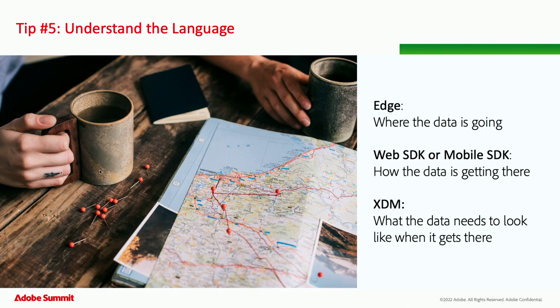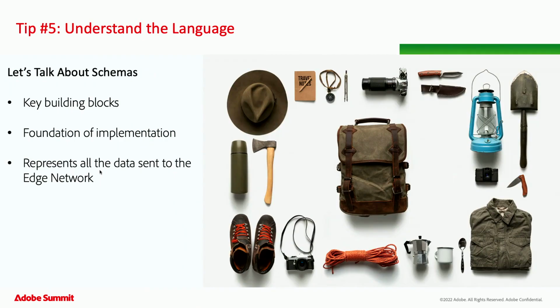So what we have so far is Edge, that's where your data is going, right? How it's getting there, Web SDK, mobile SDK, and what it needs to look like when it gets there is XDM. So those are high level. And even those three get confusing. You're like, which one am I talking about? Going a little deeper, though, is the foundation of XDM and Edge, and that are schemas.